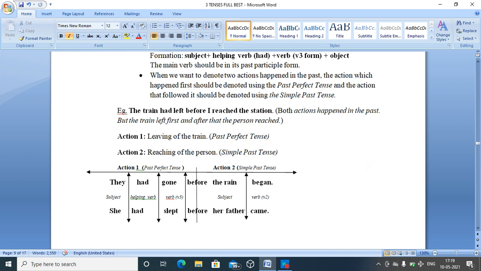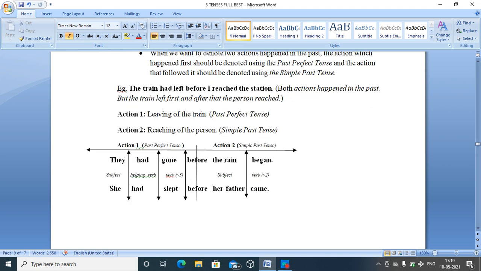When you look from here, this person's reaching is comparatively in the recent past. But the leaving of the train may be even before. So that is the way you have to get the sense when you see such a sentence. Now let us see with this division itself.